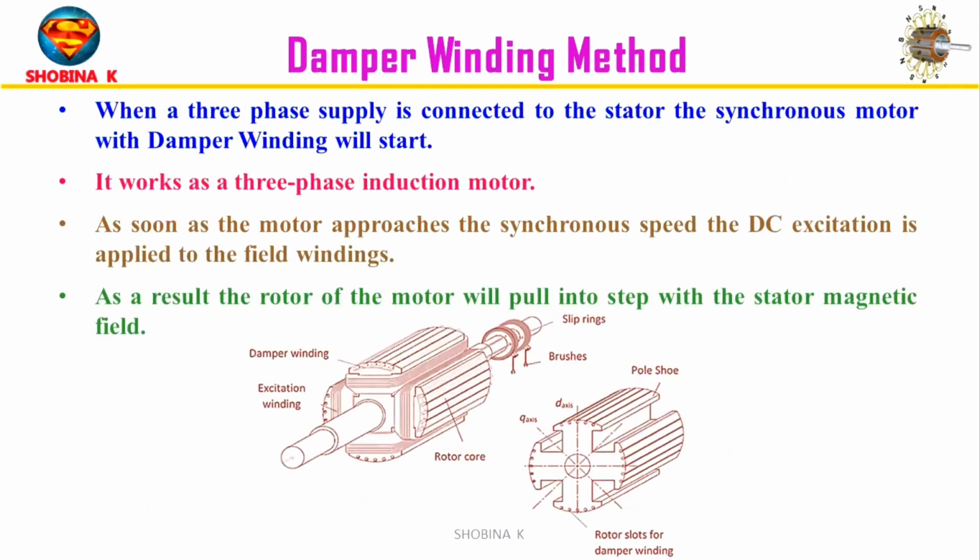So when a three-phase supply is connected to the stator, the synchronous motor with damper winding will start. It works as a three-phase induction motor. As soon as the motor approaches the synchronous speed, the DC excitation is applied to the field windings. As a result, the rotor of the motor will pull into step with the stator magnetic field.